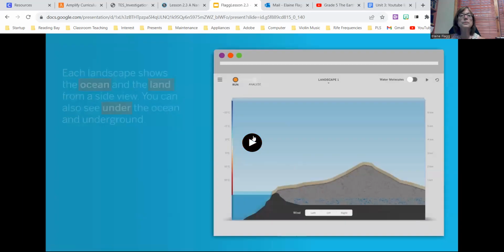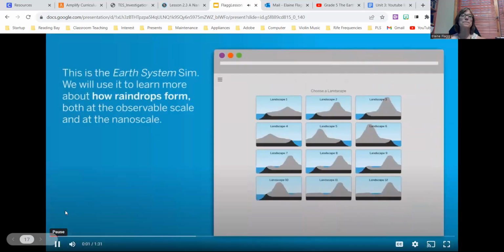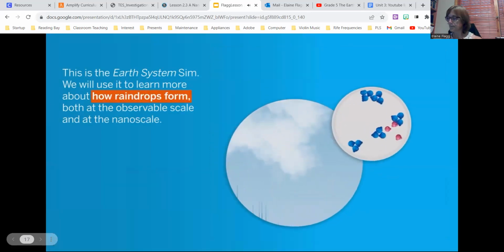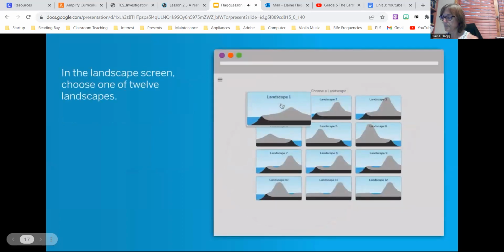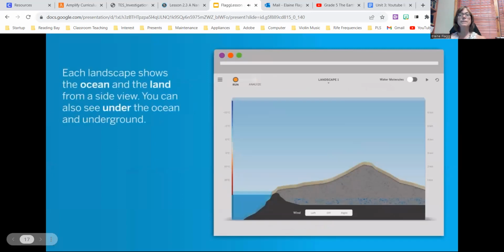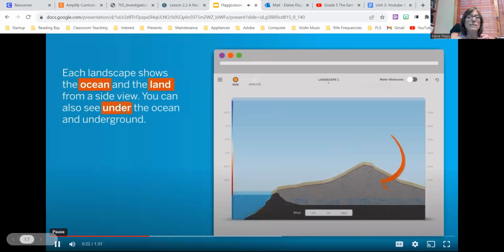Okay, so let's see if I can play the first one. I'm going to play that again because I think you don't have the sound. So let me try again. Okay, you should have the sound now. This is going to show you how to do the sim.